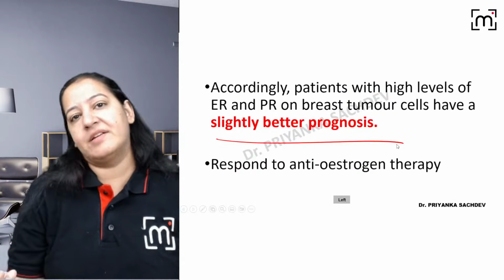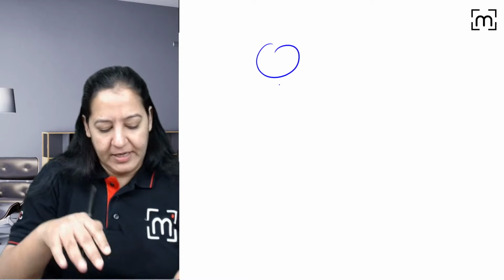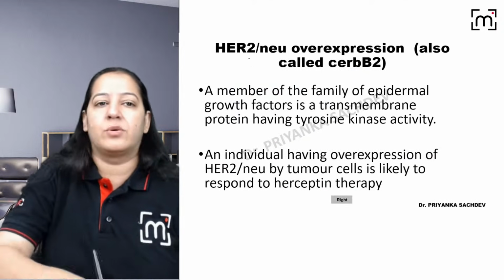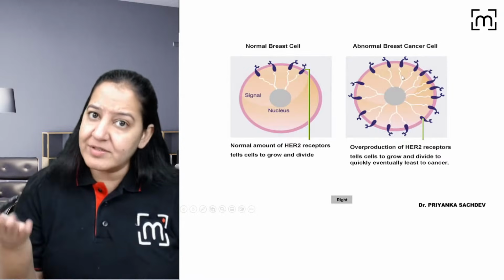So how to judge whether the ER/PR is positive or negative? Just suppose this lady is in my clinic. Okay, I will tell that later. Listen, before that, hear about HER2 also. HER2 overexpression, also known as CERB2. So it is also a receptor on the surface.